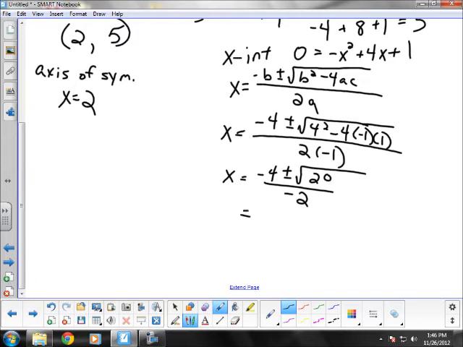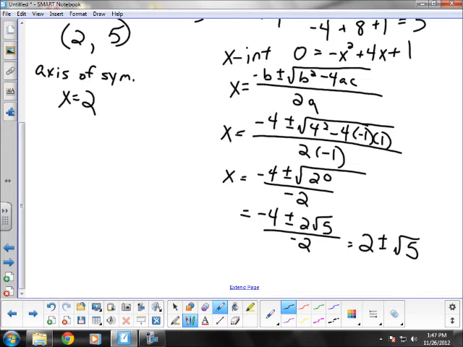But if we did do it as an exact answer, 4 squared is 16, that's plus 4. So that's 4 times 5, right? So that simplifies into 2 times the square root of 5. Yes? So if you were trying to get your exact answer, it's 2 plus and minus the square root of 5. But I need a decimal approximation.